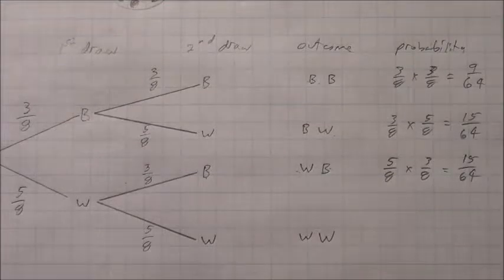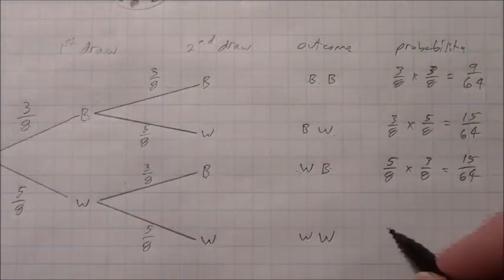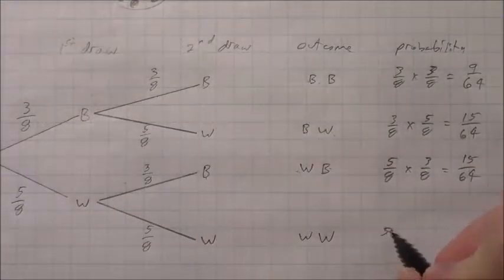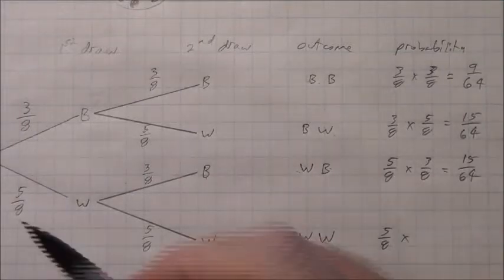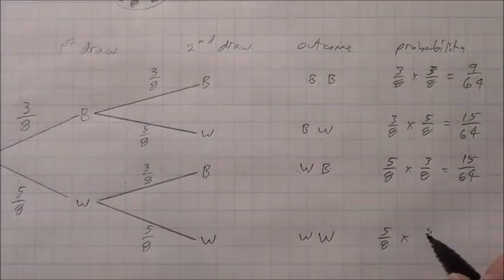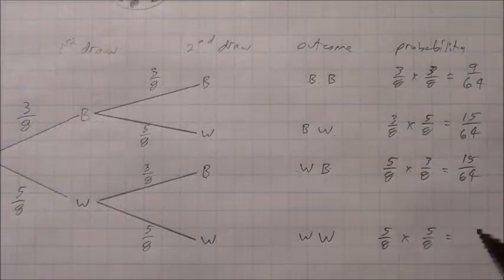And then finding the probability of drawing out 2 white marbles, we got white is 5/8, and then another white is 5/8, and so that gives us 25/64.